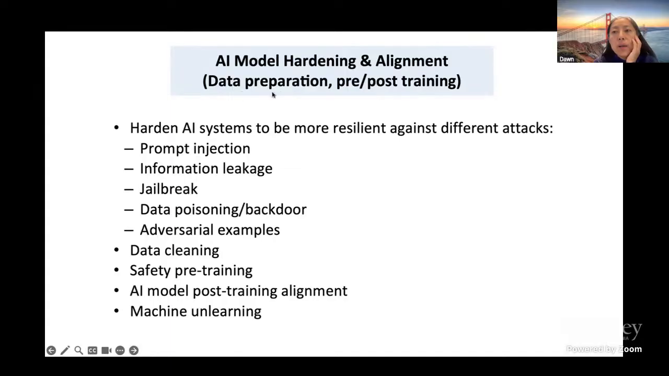Ideally, we can take different methods throughout the different stages of model development to harden the model, including data cleaning at the data preparation stage, safety pre-training at the pre-training stage, post-training alignment at the post-training stage, and also machine unlearning at the end as well. And as I mentioned, this is an active area of research, and better techniques and solutions still need to be further developed.